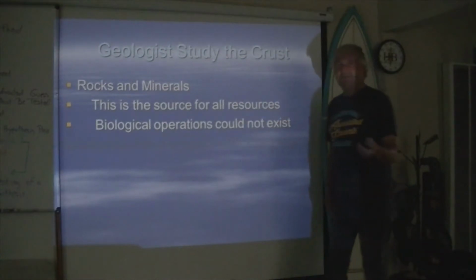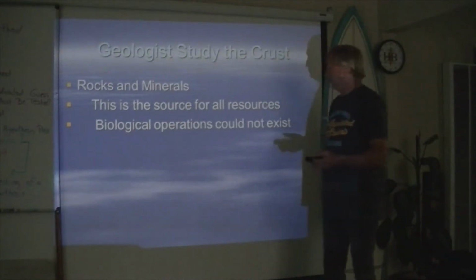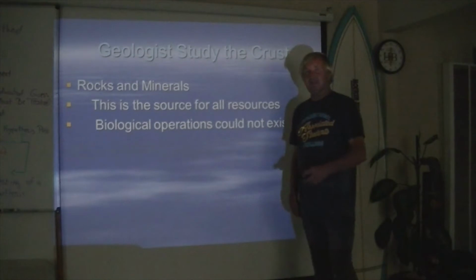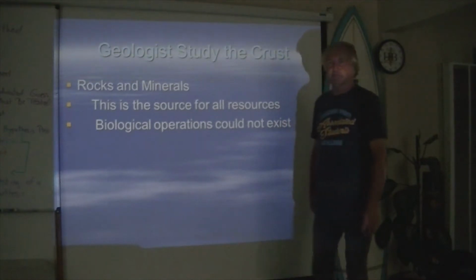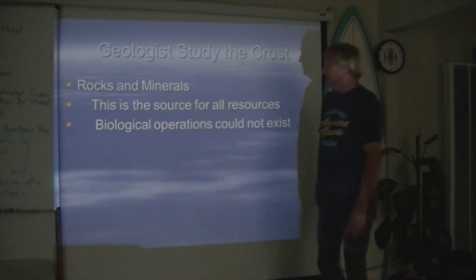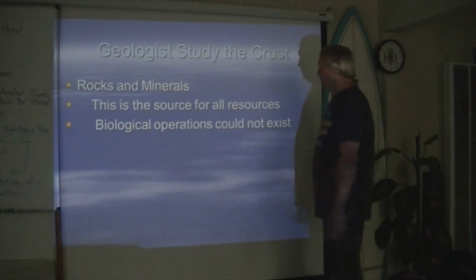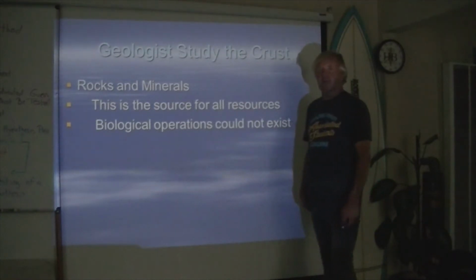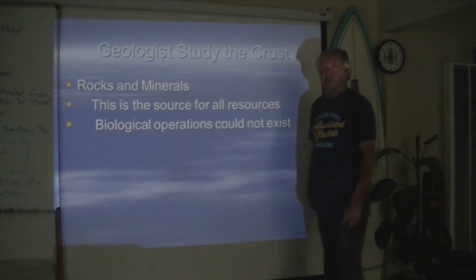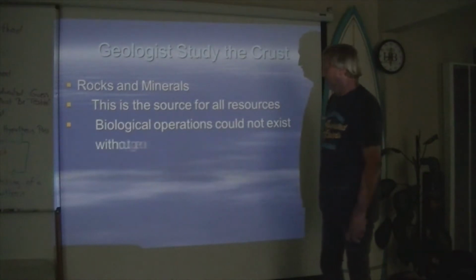Biological operations could not exist if it wasn't for the elements that are found in rocks. So there are 16 essential elements of the 92 elements that are important for life as we know it. And all of those elements are found in rocks. And those rocks that are found on Earth have those essential elements which are essential for life.